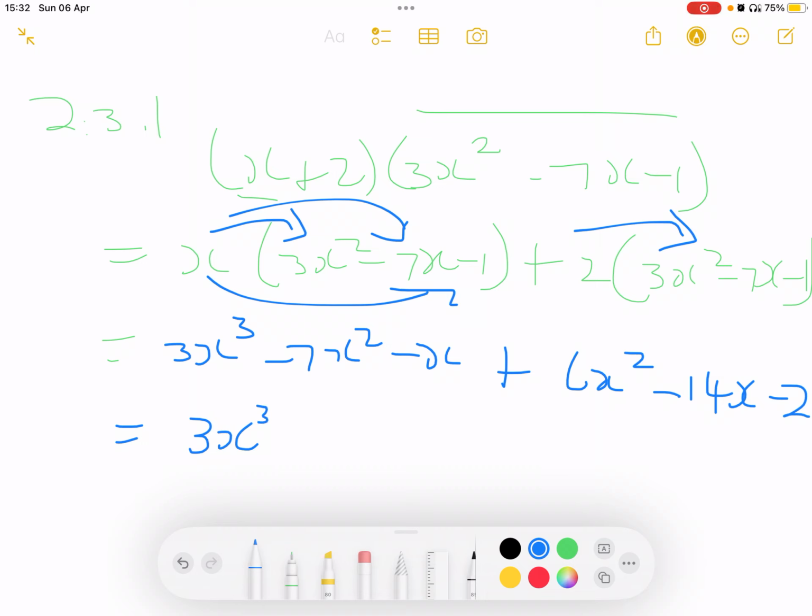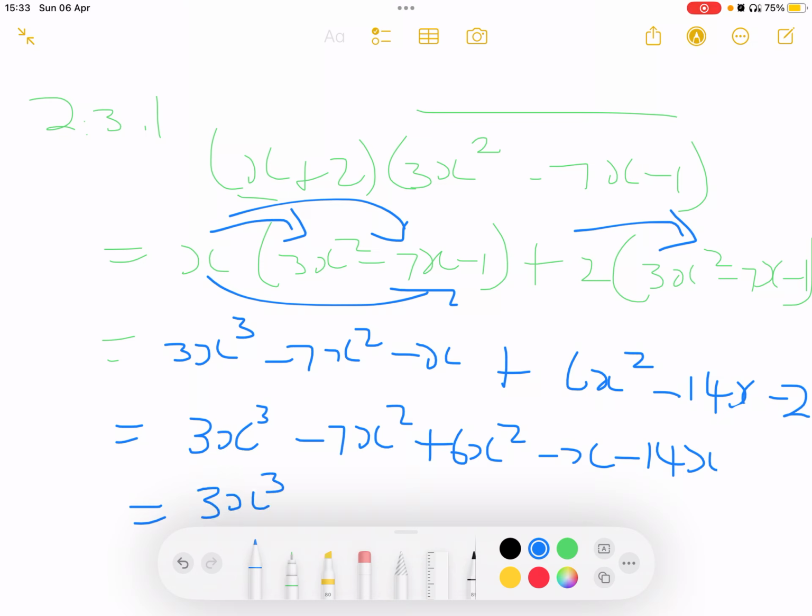There is no like term for the term with the third degree, but you have negative 7x squared with a positive 6x squared, and it's minus x, it's minus 14x, which is equal to, oh, there's no equal to, because this is an expression. Alright, this then becomes 3x cubed minus x squared minus x minus 14 equals, why am I putting equal to? I'm so used to equations.